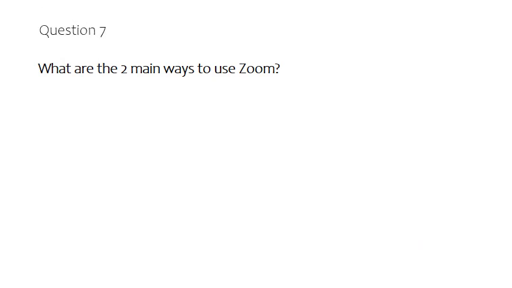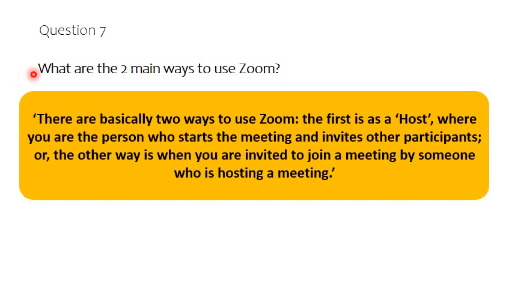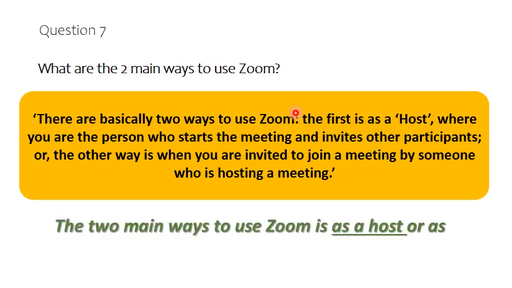Question 7. What are the two main ways to use Zoom? Here's our extract. It tells us there are basically two ways to use Zoom. Here's our colon to tell us we're beginning the list, and the first way is as a host. And so where's the second one? The second one will be after the semicolon. Here. The other way is when you are invited to join.